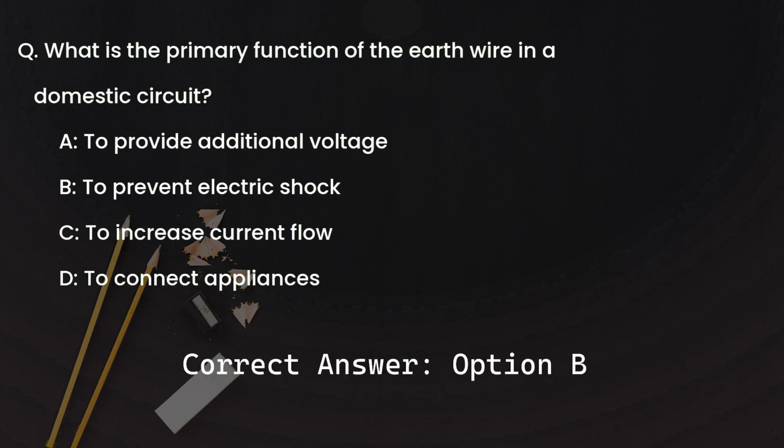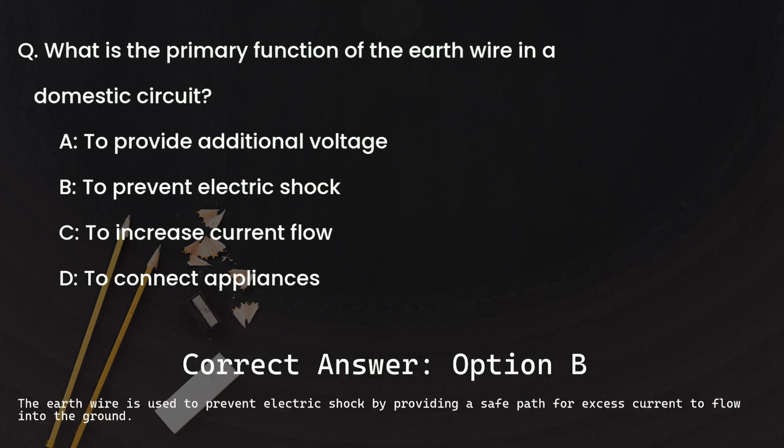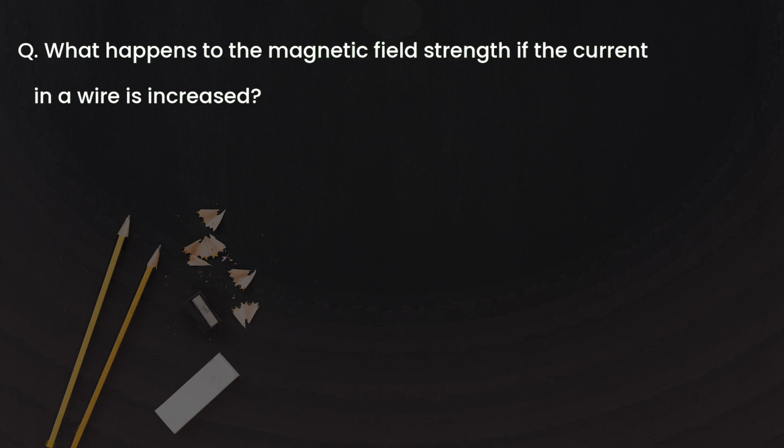The correct answer is option B, which is to prevent electric shock. The earth wire is used to prevent electric shock by providing a safe path for excess current to flow into the ground. Question: what happens to the magnetic field strength if the current in a wire is increased?